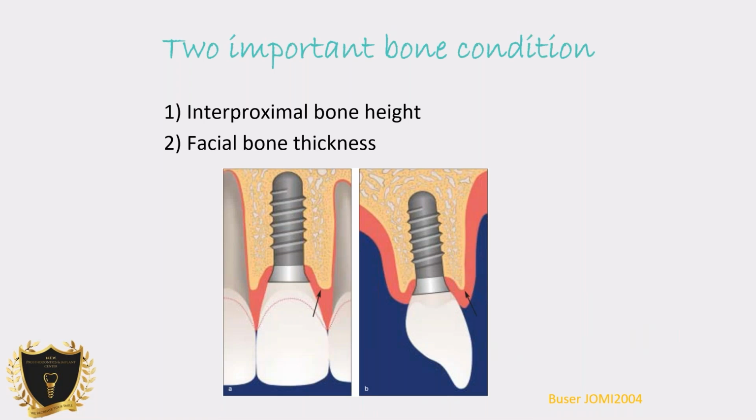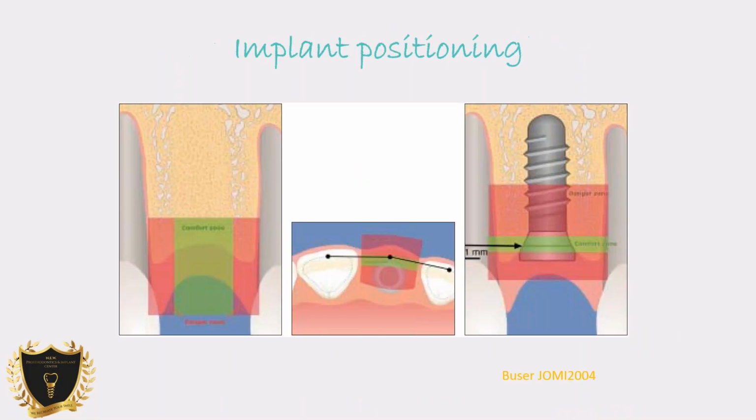Another thing which comes from Dan Boozer in 2004, he talked about interproximal bone height and facial bone. The more facial bone you have, it's much better for you. Interproximal bone, if you have it, will preserve the papilla, because that is needed for the papilla to come back. If you don't have that, it will be very difficult to get the papilla, because bone dictates where the papilla needs to be.